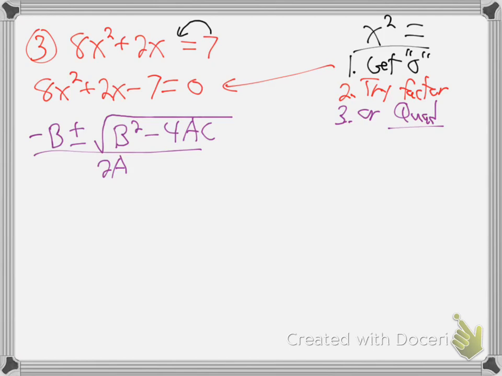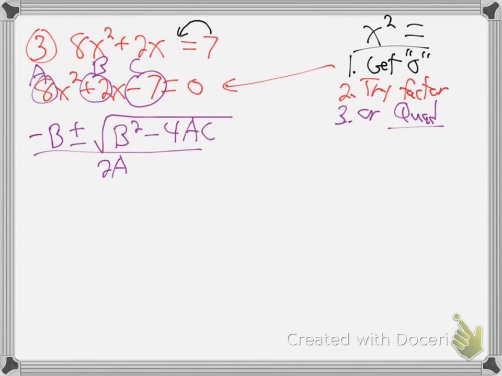So, all right, now what's the a, b, and c? What is all that stuff? Well, the a is the 8, the number in the front. The b is the next number, the positive 2, and the c is the negative 7. So we ignore the x's. A, b, and c are just numbers.